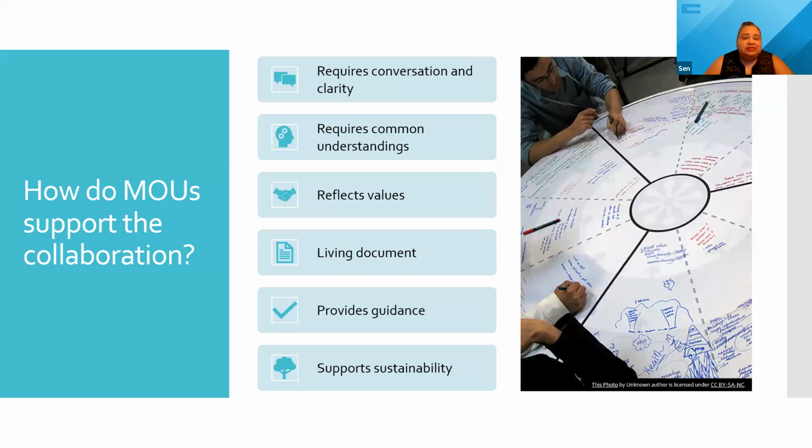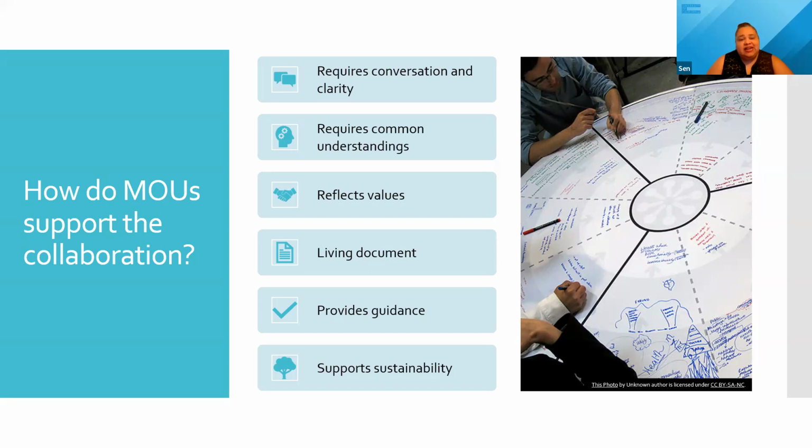And the Memoranda of Understanding supports the collaboration in multiple ways. So building a set of agreements, of course, requires conversation and clarity and compromise. It also requires common understandings of what will take place and who will do specific activities. An MOU reflects values of all the people involved in the collaboration and partnership. And in the best cases, it serves as a living document that can be refined as the collaboration and the partnership matures and changes over time.